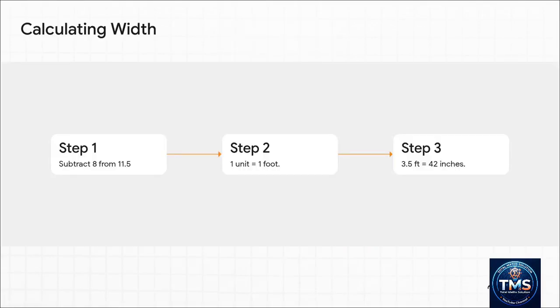To find the width, we just look at the space between where the door starts and ends. It ends at 11.5 and starts at 8. Subtract 8 from 11.5, and you get a width of 3.5 units. To make this tangible, let's say 1 unit on our grid equals 1 foot. That means our door is 3.5 feet wide. But wheelchairs are usually measured in inches, so let's convert it. There are 12 inches in a foot, right? Multiply 3.5 by 12, and we get exactly 42 inches.